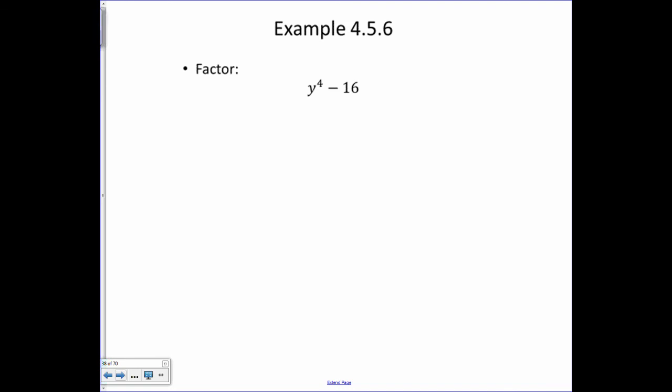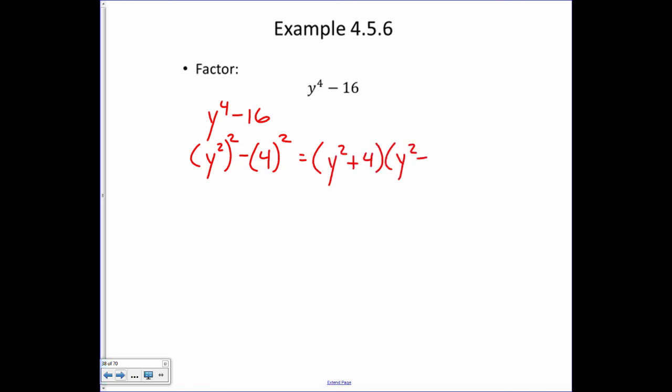So let's try this again. Here we have y to the 4th minus 16. Now, in a problem like this, where it's not something squared minus a number, but instead something to the 4th power minus a number, it's going to be beneficial to use the formula. So that's what we're going to do. We've got y to the 4th minus 16. Well, that's the same thing as y squared squared minus 4 squared. And so what we get is y squared plus 4 and y squared minus 4.